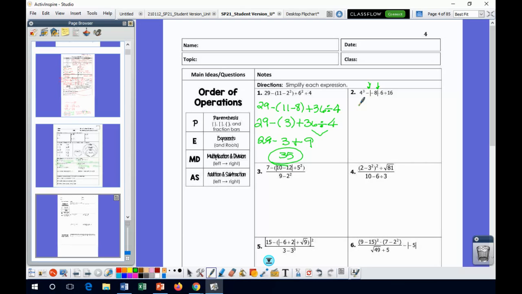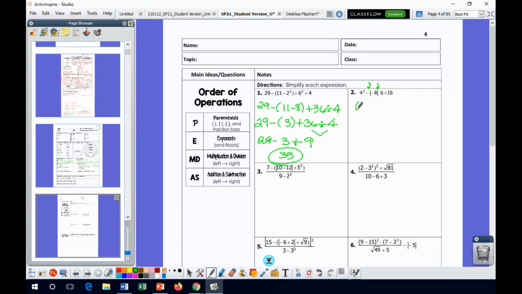So what is 4 cubed? 4 times 4 is 16. 16 times 4. Is it 64? It is 64. Since we're not going to use our phones in this class, you're always more than welcome to use your calculator when you first get in here.